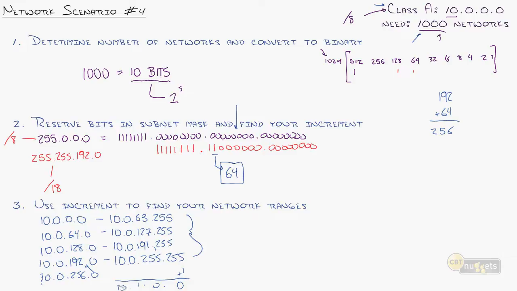So there really is no 10.0.256. Oh, I can't do that. There's no 10.0.256.0. The next one will actually go to 10.1.0.0. That's our next IP address. And then we start the whole thing all over again. 10.1.64, 10.1.128, just keep going down with that counting.